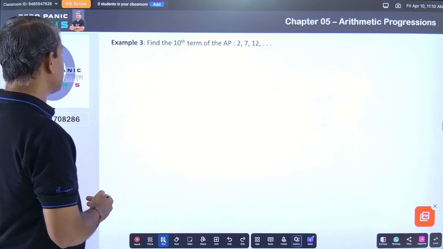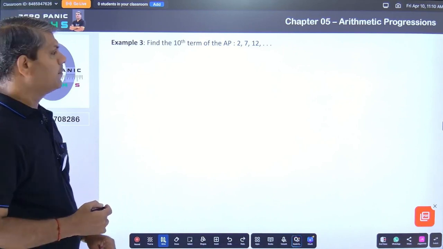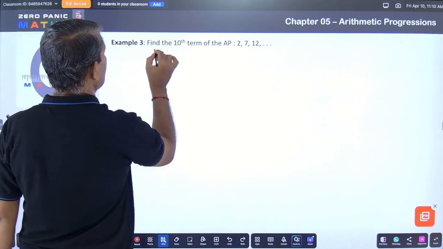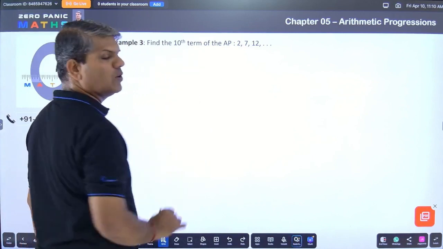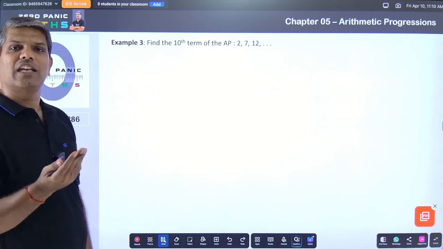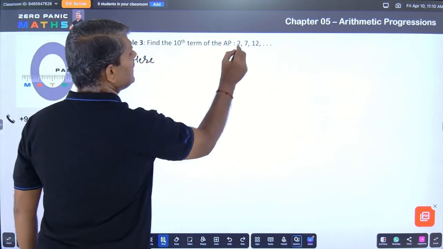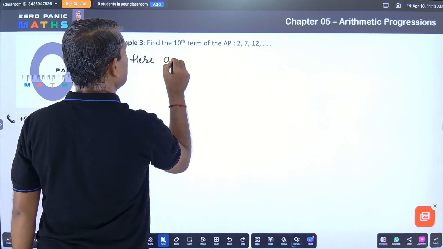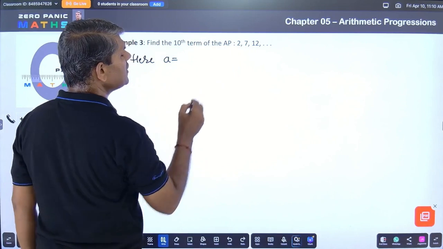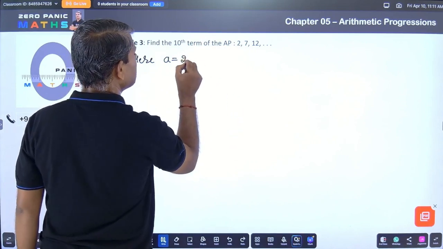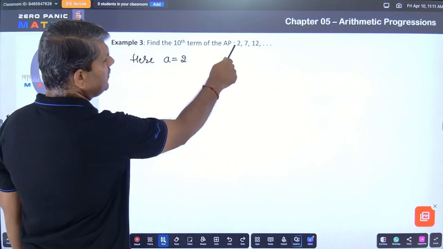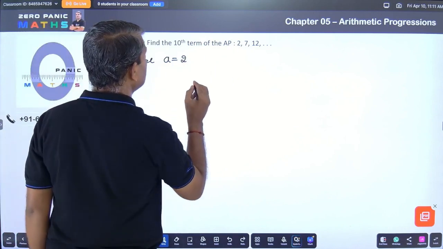Let us see example 3. What is the problem here? Find the 10th term. So what is n here? n is 10. What is a according to the given series or arithmetic progression? a is the first term. The first term is always the value that appears at the beginning of the list.